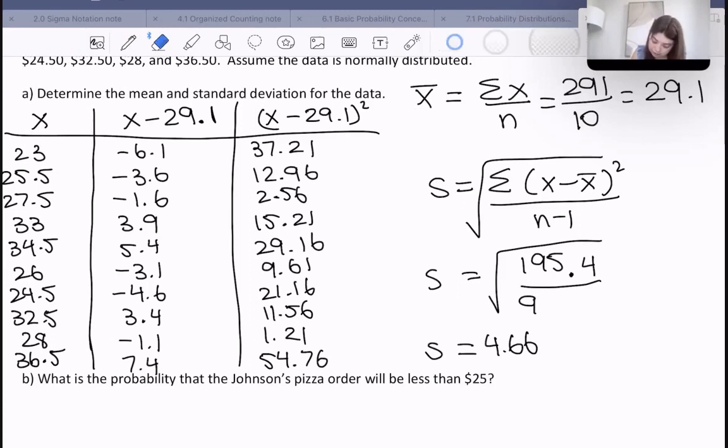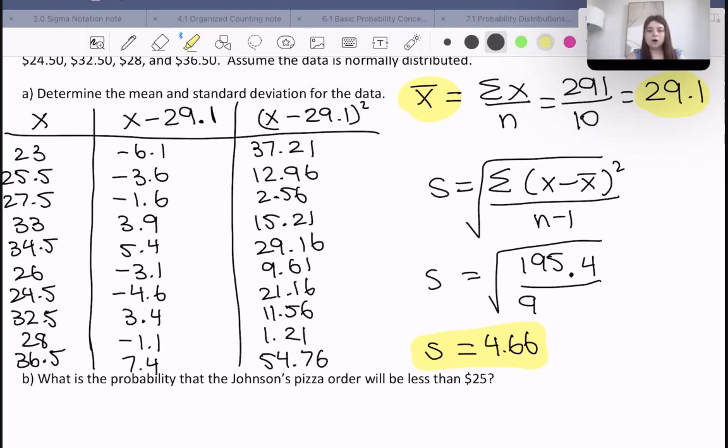The answer for the first part of the question is that the mean is 29.1, and the answer for the second part of our question is that the sample standard deviation is 4.66. Good.